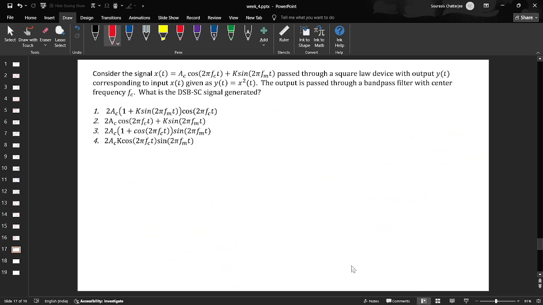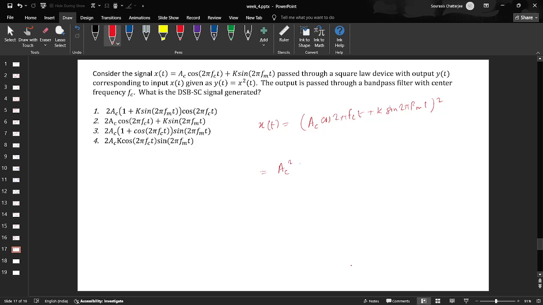So let us move to our next question here. I have this signal x(t) = Ac cos(2πfct + k sin(2πfmt)). Basically, I am passing it through a square law device. So essentially, I am getting this cos(2πfct + k sin(2πfmt)) squared, and you are passing it through a band pass filter with center frequency fc. So let us just quickly check what we are getting here.